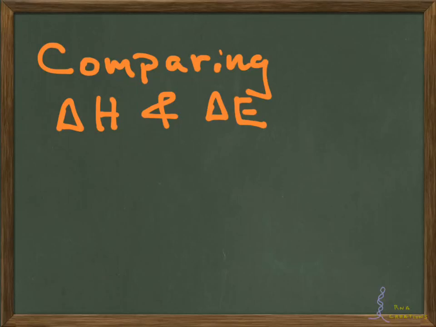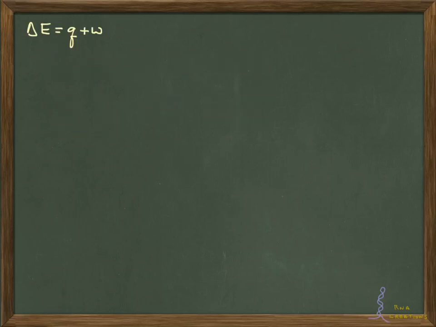I wanted to do a screencast on comparing the values of delta H and delta E. We're going to start out with the simple relationship that delta E is equal to the sum of Q and W, the flow of heat into the system and work done on the system.